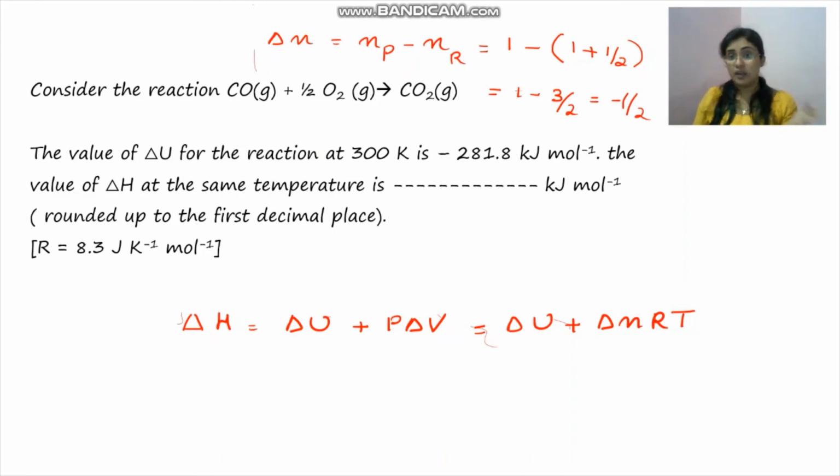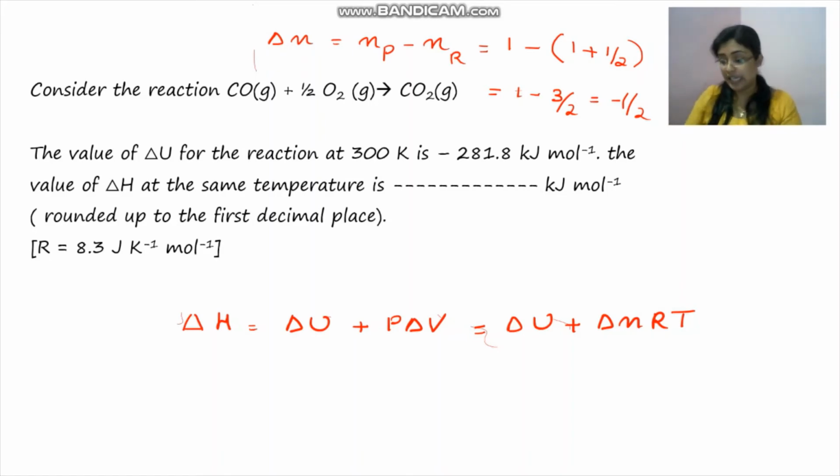Delta U is given in the question in kilojoules. Delta n I got. Temperature T is 300 Kelvin. R is given as 8.3. Remember, R is given in joules, but my delta U is in kilojoules and I have to calculate delta H also in kilojoules. So let me convert my R value to kilojoules and then substitute. So 8.3 joules can be taken as 0.0083 kilojoules per Kelvin per mole.